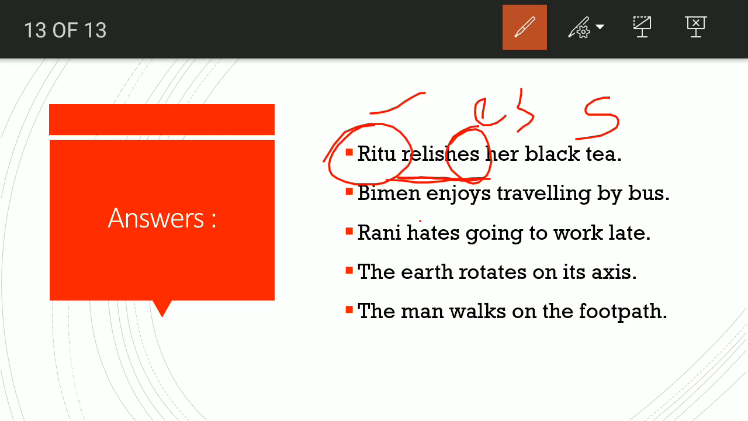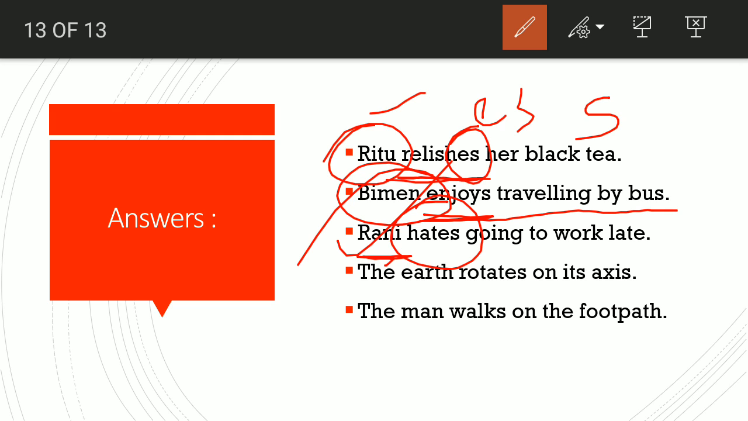Bimain enjoys traveling by bus. So here we are talking about Bimain, which is a singular subject. So that is the reason we have added s in the verb. Bimain enjoys traveling by bus. Now the third example, Rani hates going to work late. So Rani is a singular subject, and that is the reason we have taken the verb and added s in it. Rani hates going to work late.